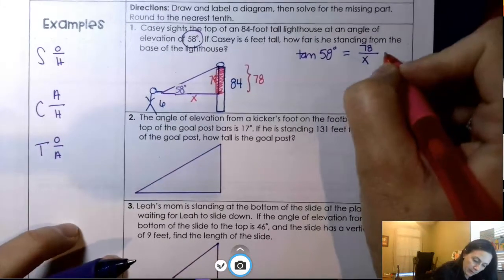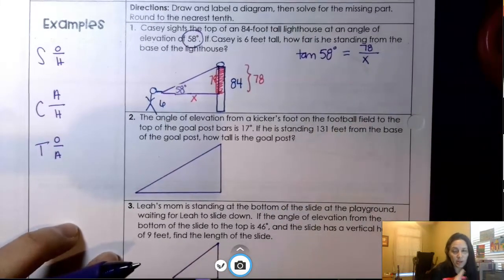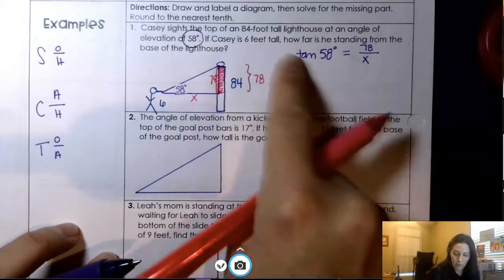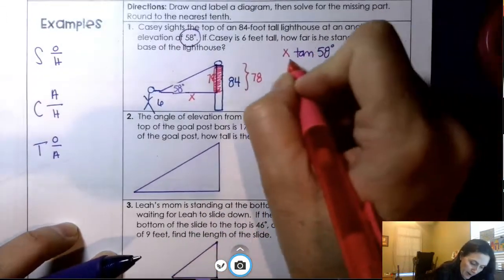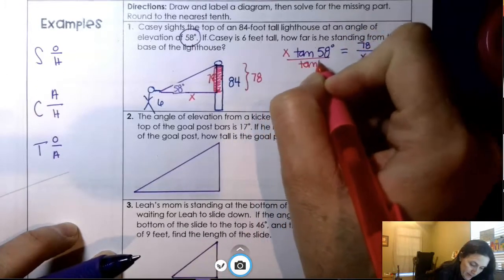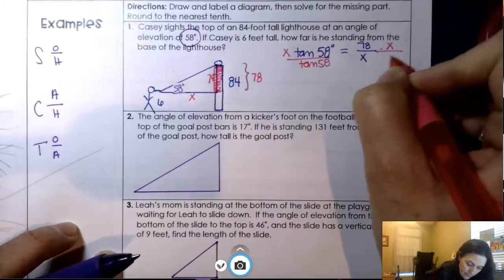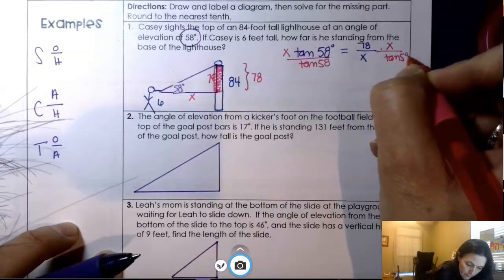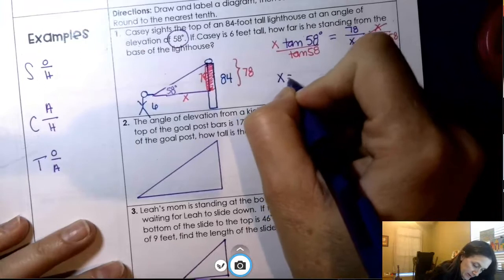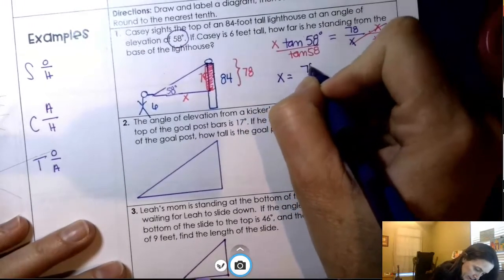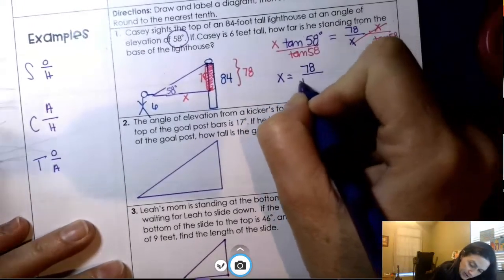So again, we're going to multiply both. X is on the denominator. If you remember, they're just going to swap. So if you remember this, you can just swap it. The work is going to be multiply both sides by x, divide both sides by tangent of 58. That ends up giving me x is equal to 78 divided by tangent of 58.